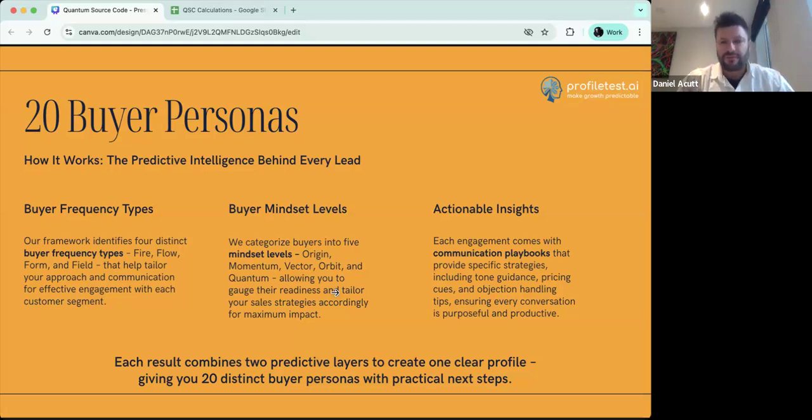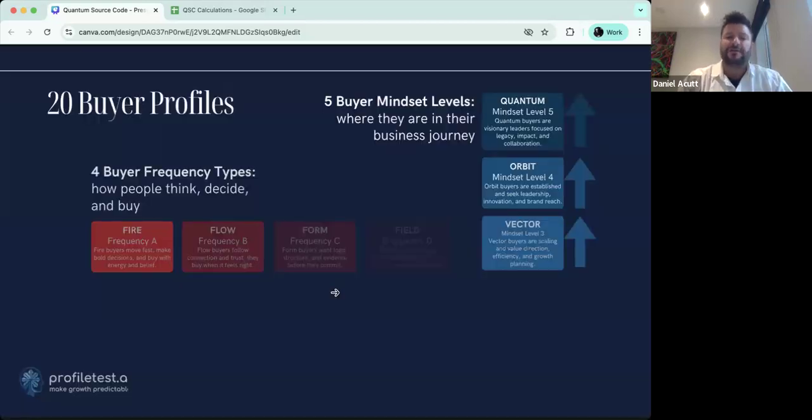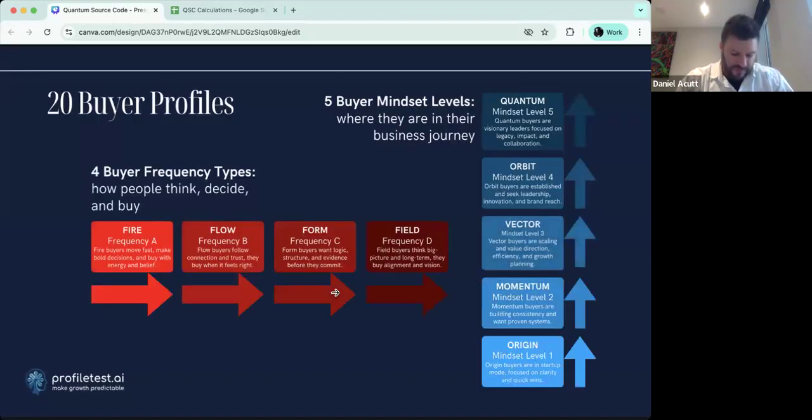So let's run through what it actually looks like in terms of the 20 buyer profiles, or one of the results that you get. When you look at the buyer frequencies, this covers how people think, how they decide, and also how they buy. And when you look at the mindset levels, this is where they are on their business journey. So this is about how you sell to them, and this is about what you sell to them. Is it going to be the right thing for them as we go forward? So let's look at the 4 different frequencies.